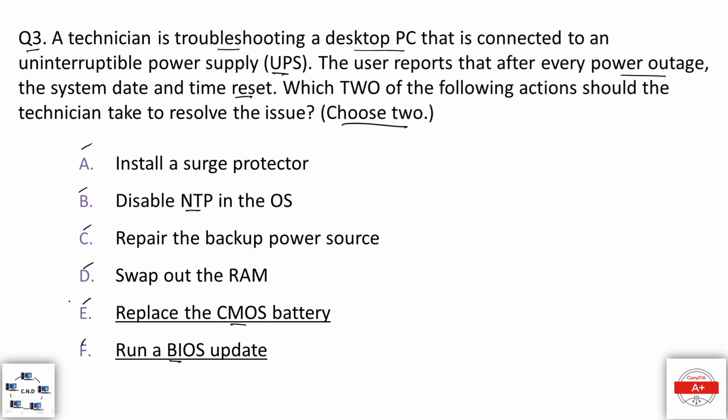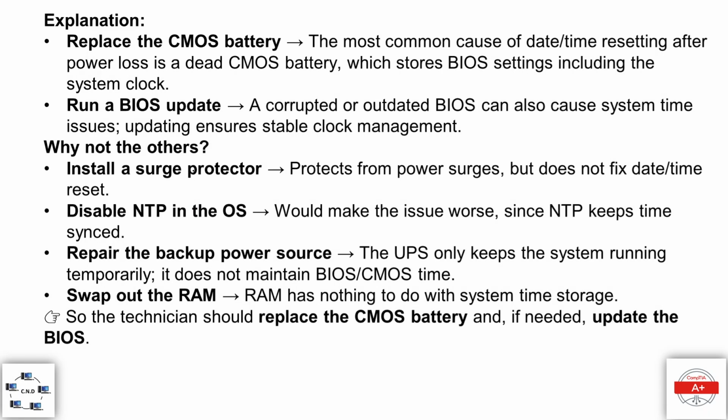Option E, replace the CMOS battery, and option F, run a BIOS update. And the explanation is: the correct options are, replace the CMOS battery. The most common cause of date and time resetting after power loss is a dead CMOS battery, which stores BIOS settings including the system time. Run a BIOS update. A corrupted or outdated BIOS can also cause system time issues. Updating ensures stable clock management.